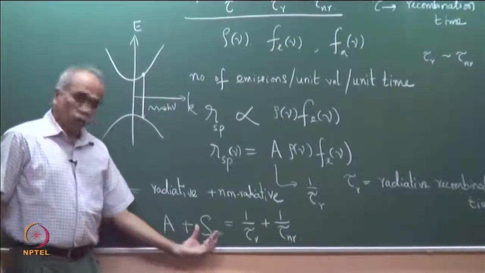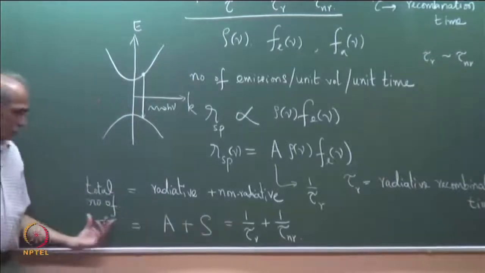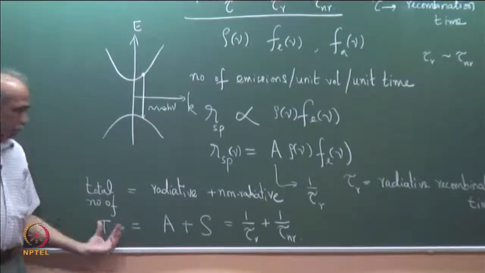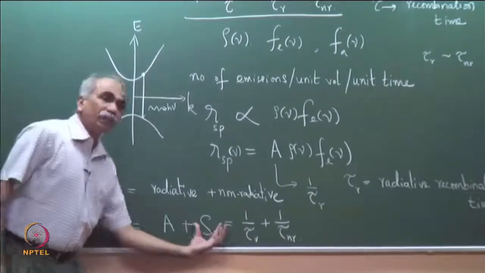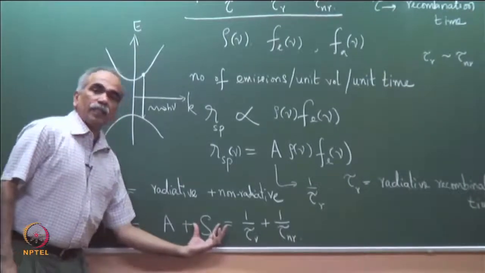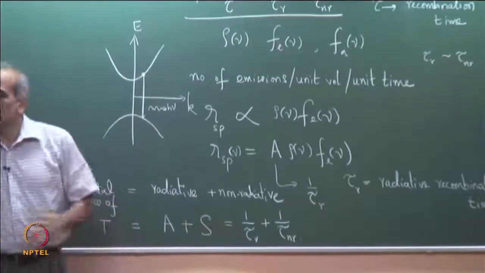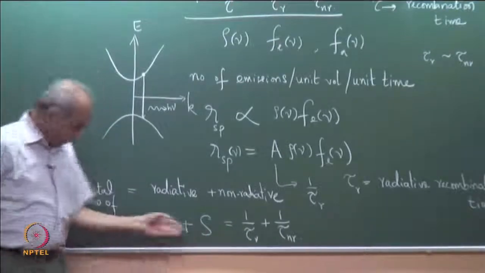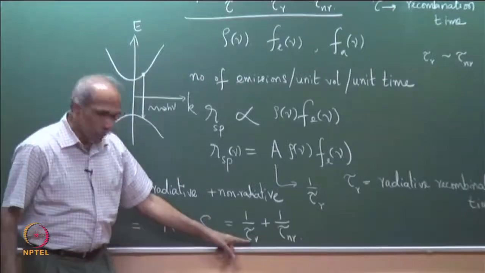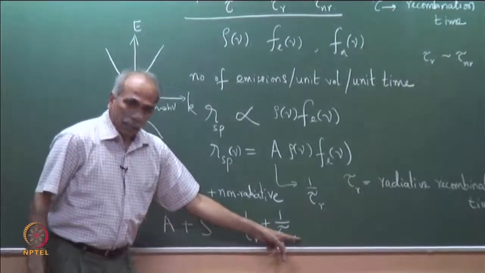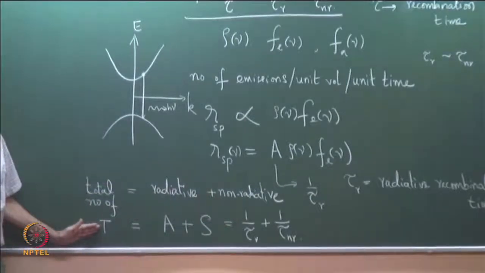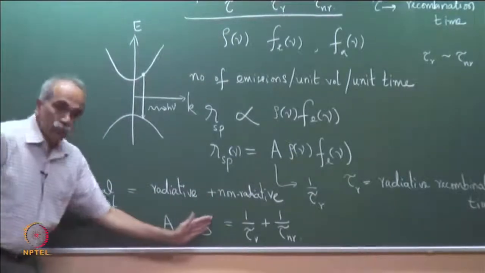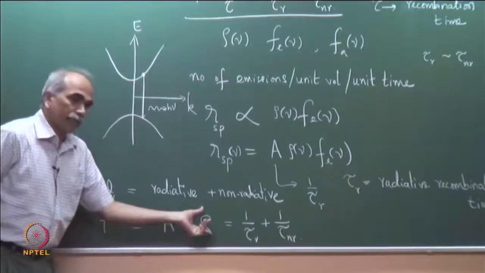If this is equal to this, it means out of the total recombinations, 50% of them result in emission of a photon and 50% of them result in no emission of photons. If A equal to S, if tau r equal to tau nr, it means that A equal to S, and the total rate constant is this, which comprises of these two, radiative and non-radiative.